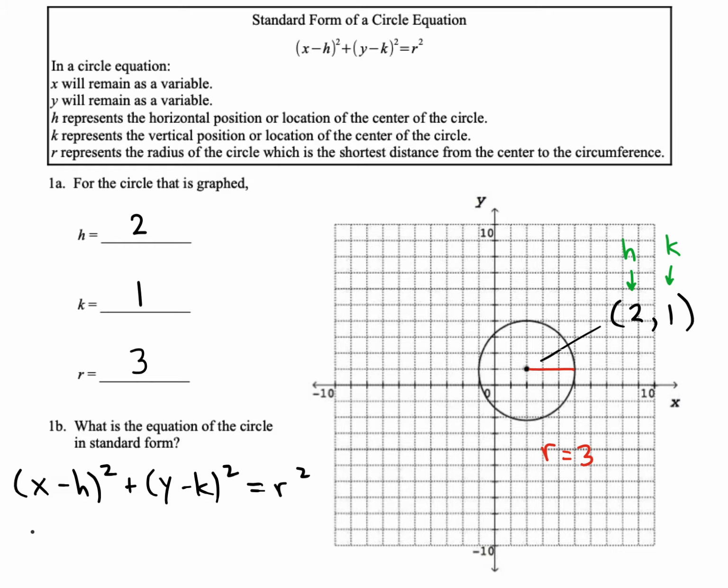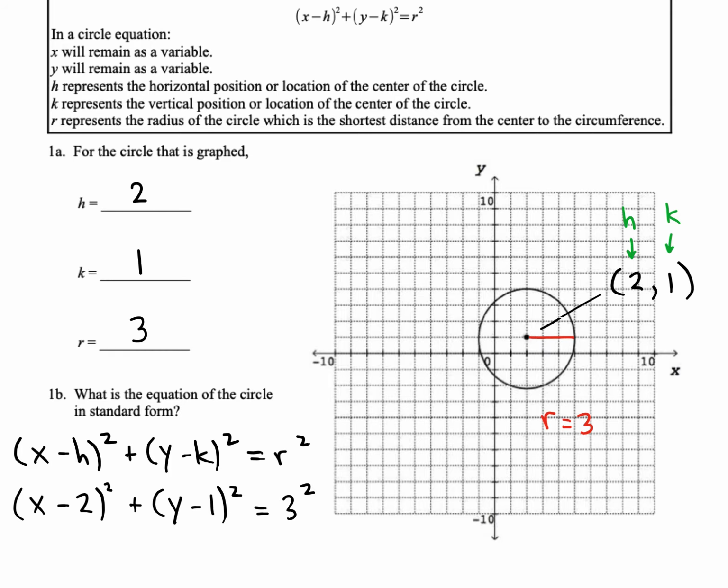Now let's fill in the values of h, k, and r. The formula does include minuses, so we need (x minus 2) squared. We need (y minus 1) squared, and we'll put in 3 squared. And that's our circle equation.